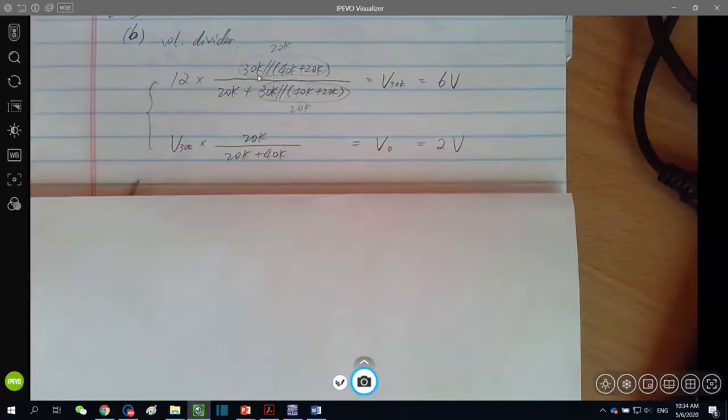Total 12 shared by 20K, and the combination of those three. And you're looking for the combination voltage, which is also the voltage across 30 kilo. And by applying the second voltage divider, as we said, you're looking for the voltage across the 20K as the final result V naught. So the correct final result is 2 volts for V naught.